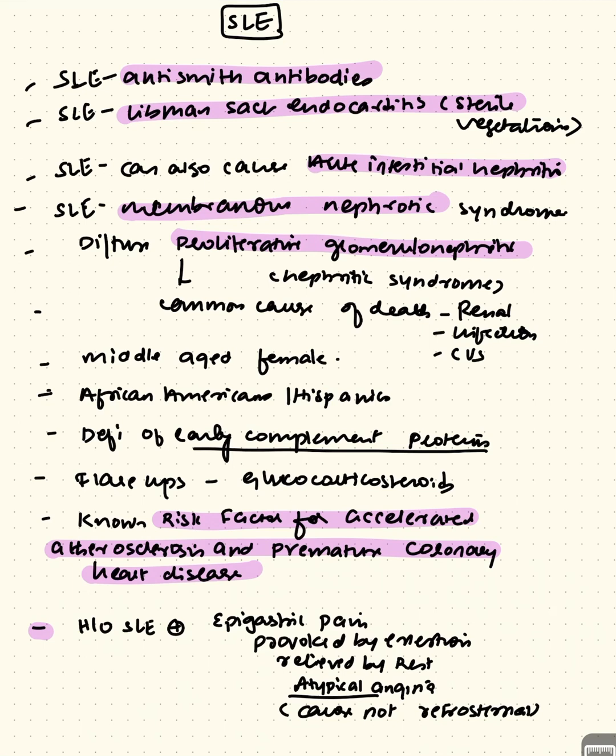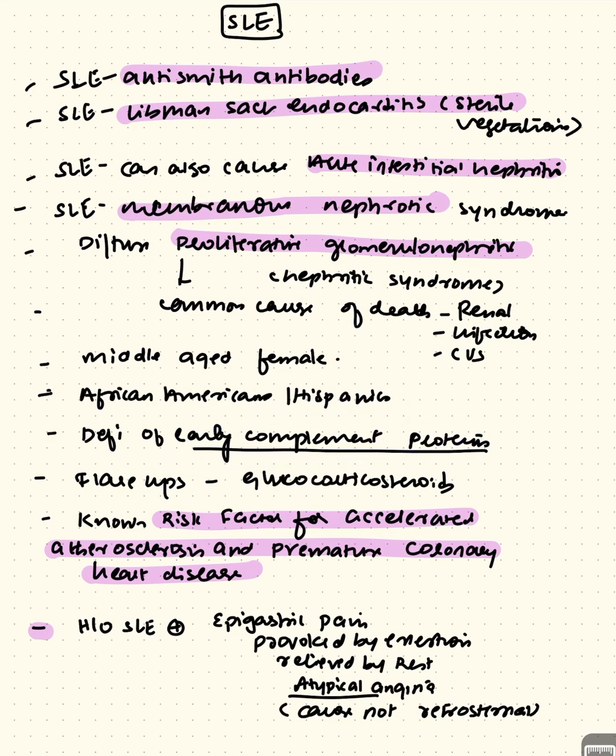And what is the most common cause of death in SLE? The first cause is going to be renal, then it's going to be infection, and then it's going to be CVS. So remember, renal is very important, and then it's seen in middle-aged females, it's seen in African American or Hispanics, and SLE is going to affect the early complement proteins, so that is important.